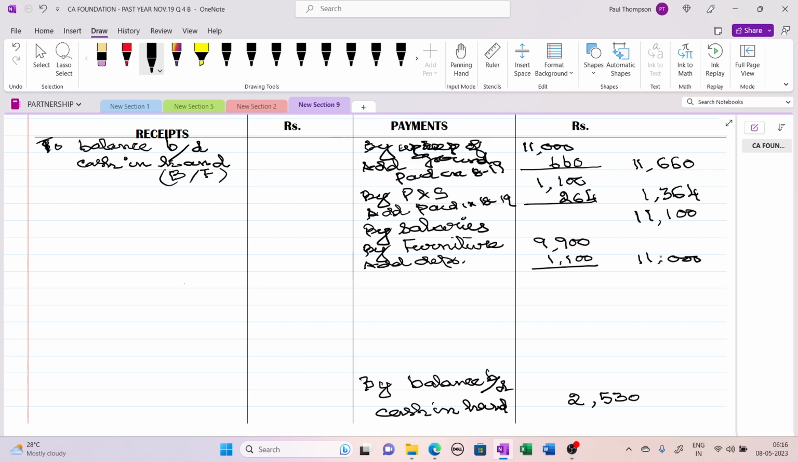So next item comes rent. Rent, there is no adjustment. So the rent will appear on the outer column as 660.